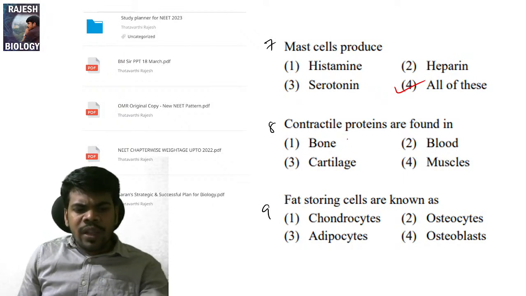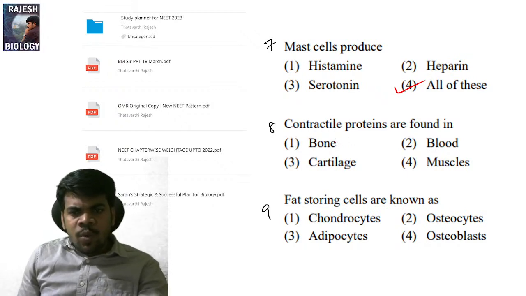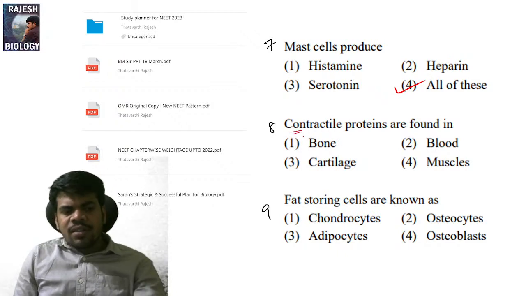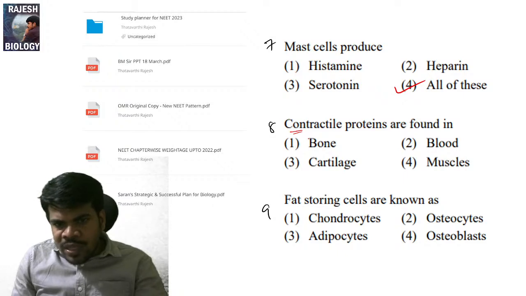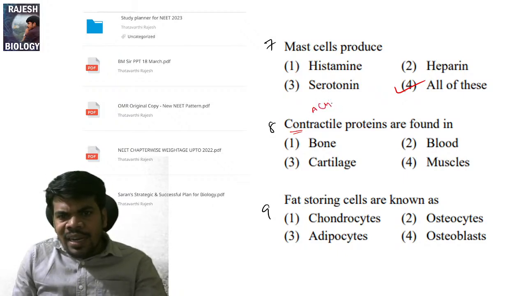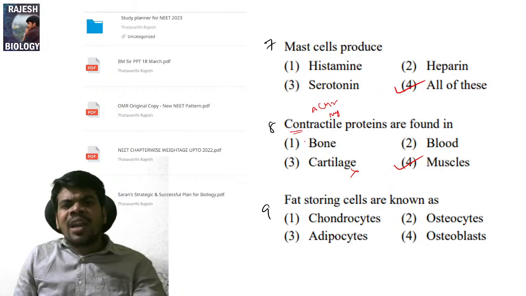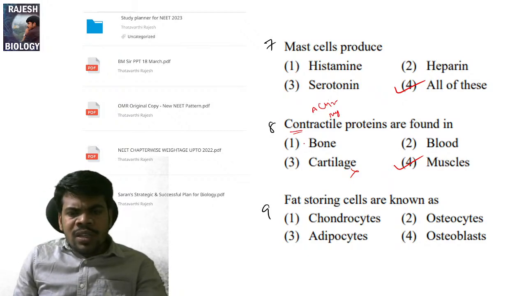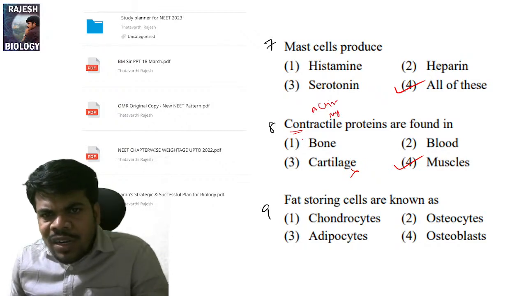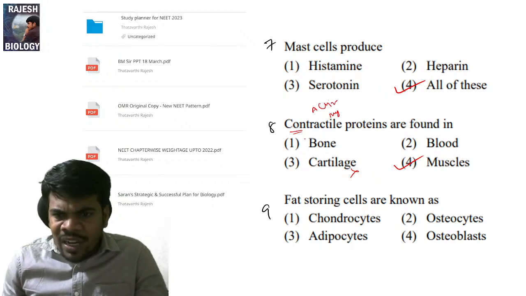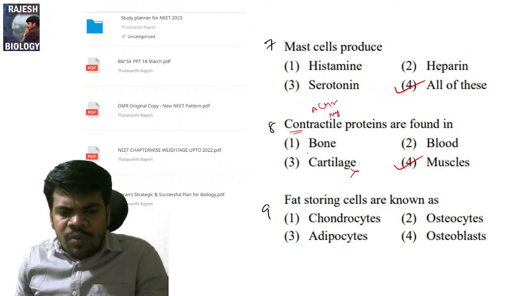Contractile proteins are found in the bone, or in the blood, or in the cartilage, or in the muscle? Muscle contraction, the name itself indicates, is carried out by the contractile proteins. What are the contractile proteins? Actin and myosin. No, it is not cartilage, it is muscle contraction. Actin and myosin are the contractile proteins. Another two proteins are there: tropomyosin and troponin. They are called regulatory proteins. So contractile proteins are present in the muscle. Come to the ninth question.